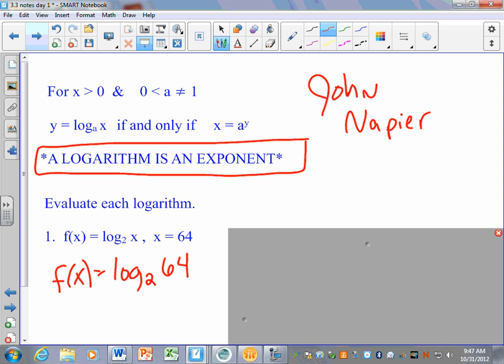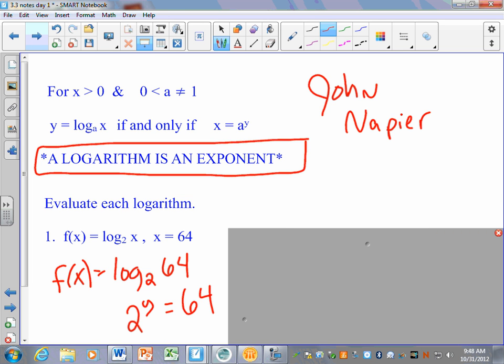2 of 64. And I want you to know this definition up here, that this is the same. You can rewrite this every time like this. So if I look at this definition up here, A is my base. So what is A in this problem? 2. And Y is my exponent. Is this the same as Y? Yes, so I'm just going to put Y, if that's all right with you. Equals X. Is your answer, like what is here, is 64.